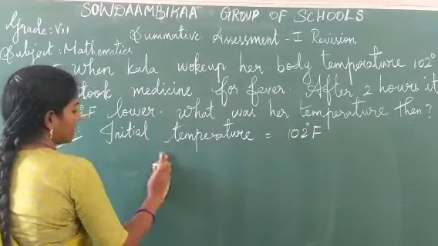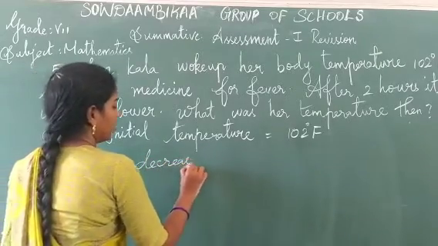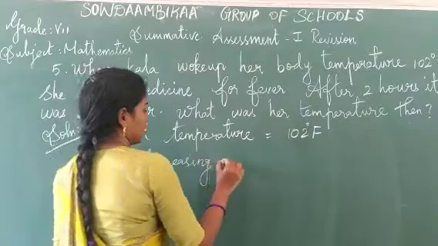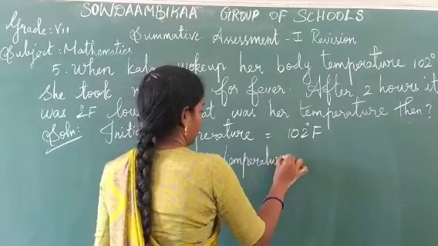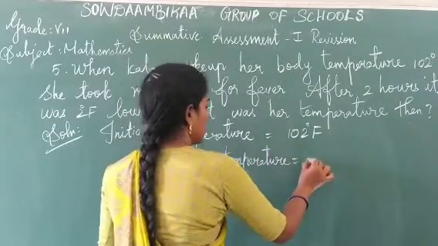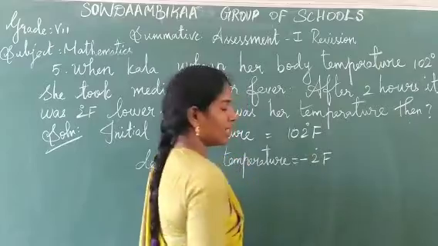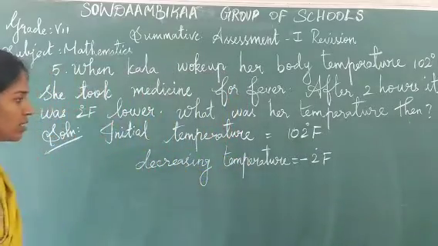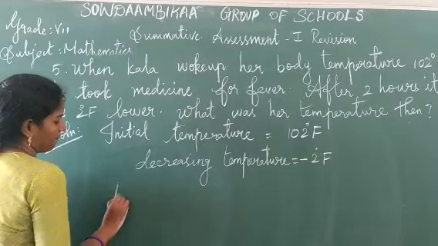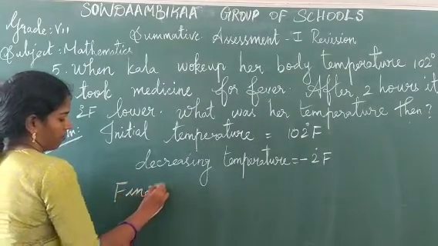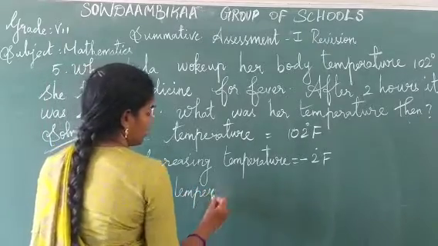Reduced temperature, otherwise, decreasing temperature. Decreasing temperature 2 degree Fahrenheit. Decreasing, so there is a negative integer. So we have to put the negative sign. Okay, final temperature.